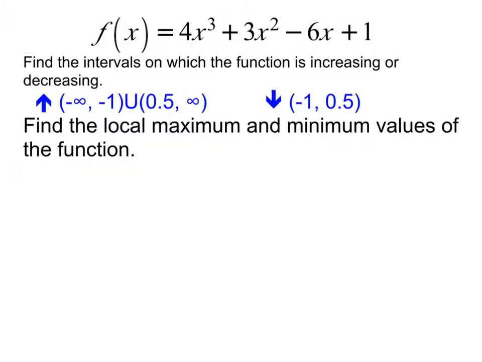I chose to write the 1/2 as 0.5 here, not because one is better than the other, but because 1/2 is a pain to type in this particular program. All right, and then it's decreasing just from negative 1 to 0.5. Again, we're going with parentheses, not brackets here, because at the actual endpoints, it's 0. It's not increasing or decreasing there.